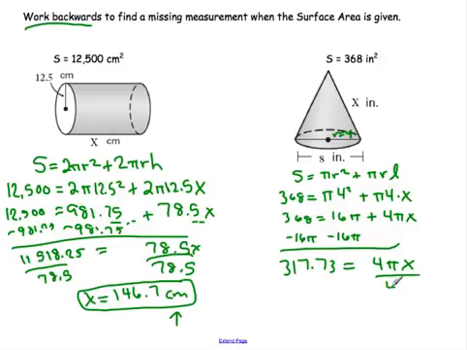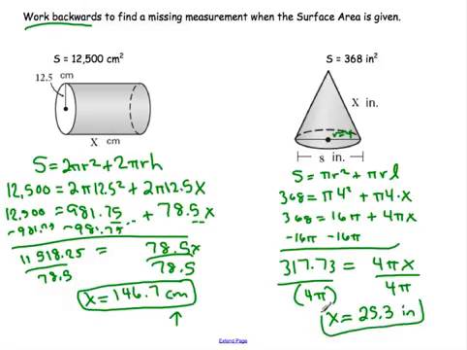I'll divide both sides by 4 pi, and I can simply type that in my calculator using parentheses. I'll put parentheses around this, otherwise I might start multiplying some things. So I divide both sides by 4 pi, and I get that x equals approximately 25.3 inches will be the length of our x.